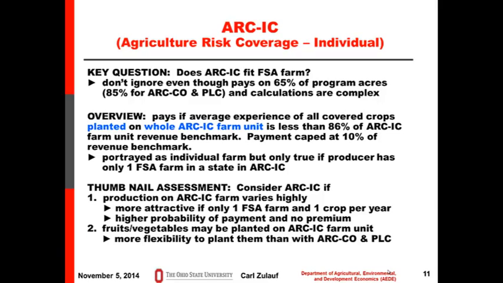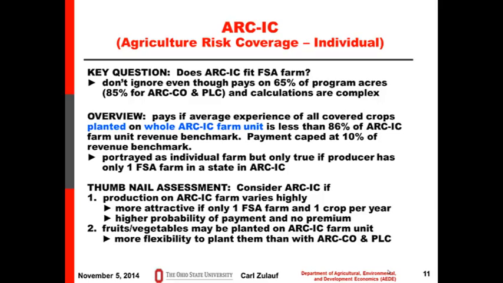If you only put one FSA farm in, you only plant one crop per year, and the reason is because you have a fairly high probability of a payment over the 5 years, 2014 to 2018, because production is so variable and there is no premium in this situation. So in a sense, you're creating an insurance-like product because you're using only one farm and only one crop. So in a highly variable production environment, I think ARC-IC is worth considering. I'm not arguing that you take ARC-IC. I think it is a consideration that you might find attractive and that you need to think through.